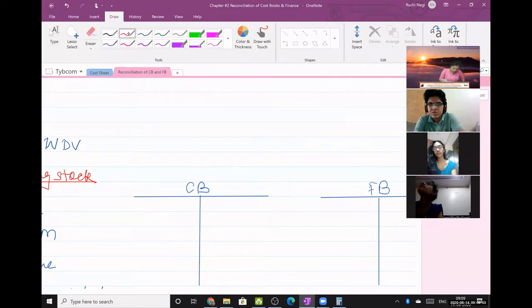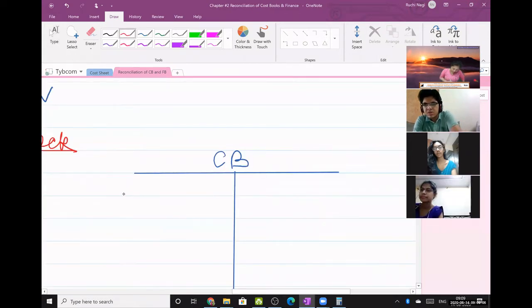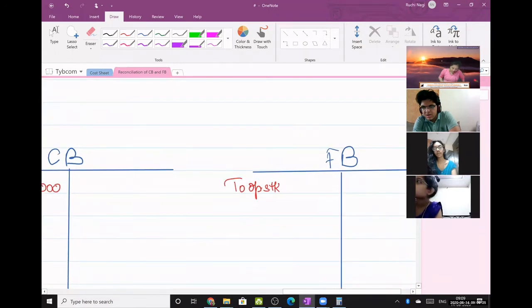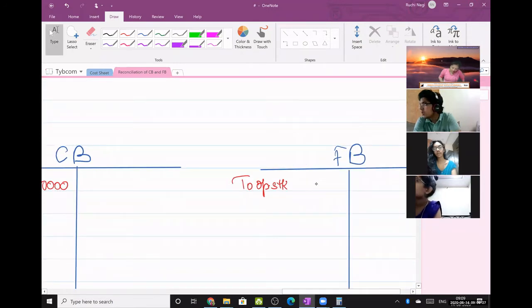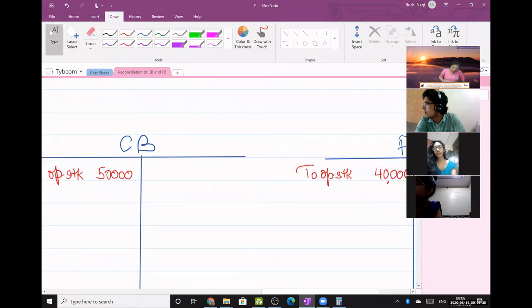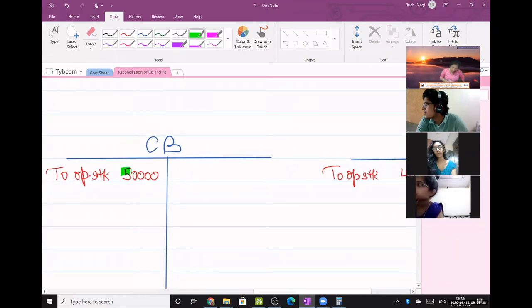So, you know where opening stock comes, right? So I'm writing it here. Opening stock debit side, 50,000. And in finance books, say my opening stock is, which is this 50, I'll make this as 40. Okay, 40,000. Okay, so keep this as the base because ये पहले बनता है, so this will be the base.